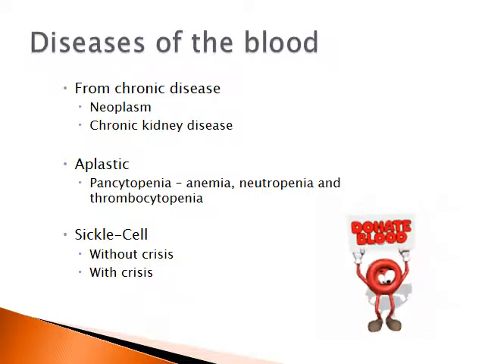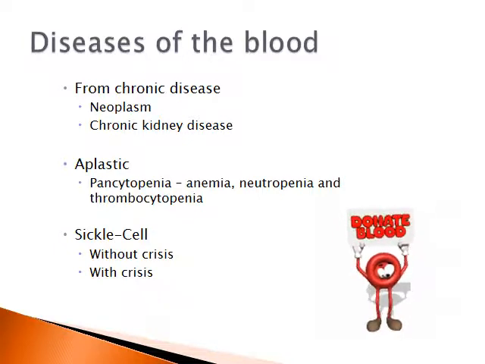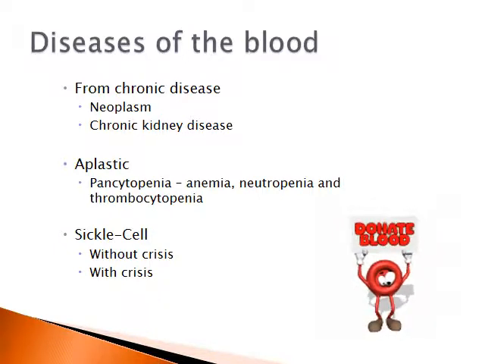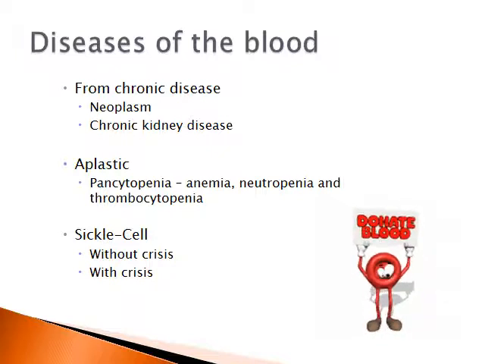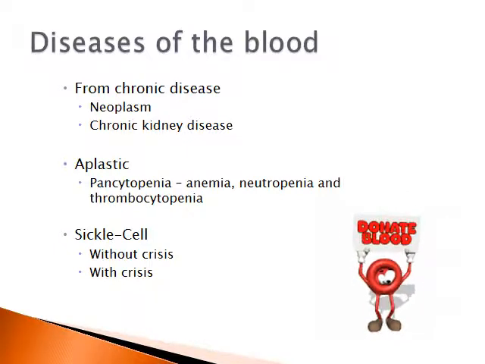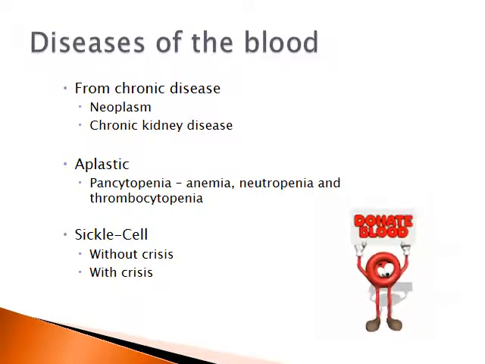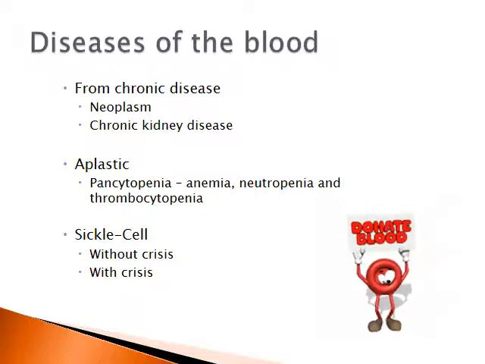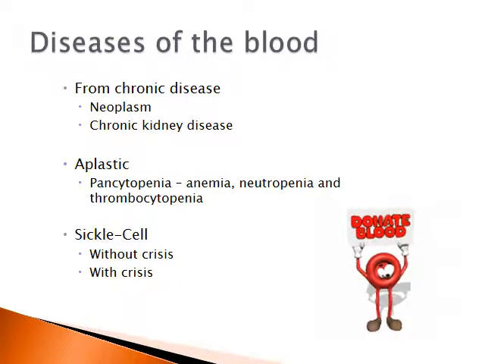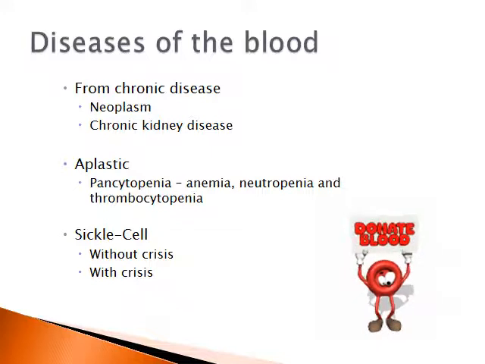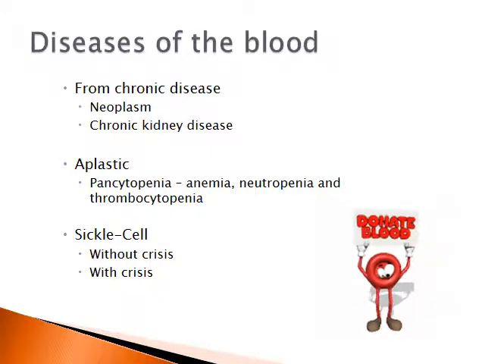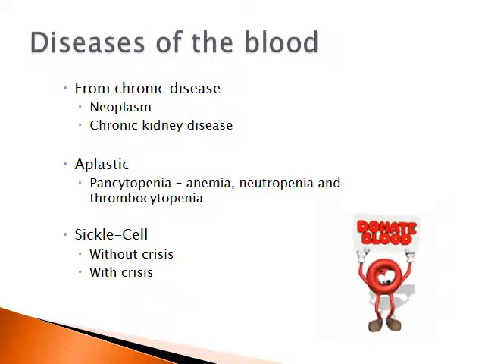Other types of anemia include chronic anemia from a disease, aplastic anemia, and sickle cell anemia. There are several diseases that can cause a chronic anemia. These include neoplasms and chronic kidney disease. Anemia due to a chronic disease has a combination code. For example, anemia in neoplastic disease codes to D63.0, and anemia in chronic kidney disease codes to D63.1.